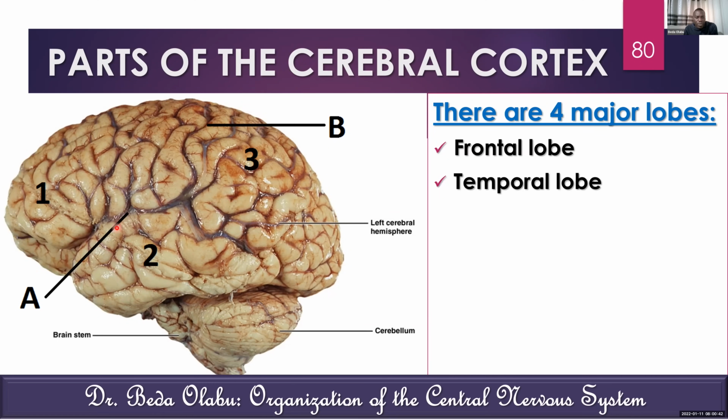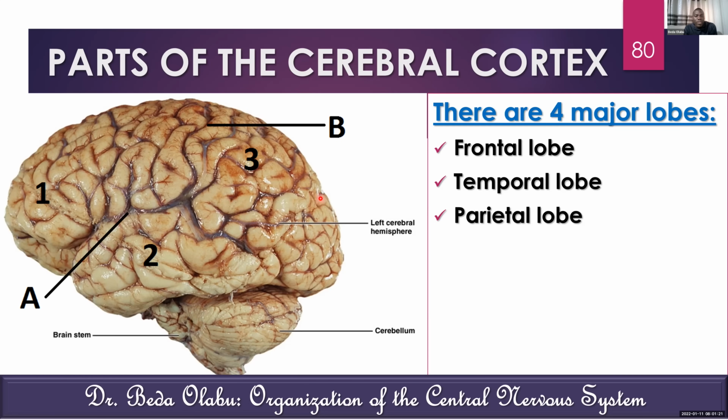Then we have the temporal lobe. The temporal lobe is the one labeled 2. This is the lobe inferior to the lateral sulcus. That is the temporal lobe. The one labeled 3 is the parietal lobe. So the parietal lobe extends from the central sulcus anteriorly, going posteriorly to an imaginary line that will join the preoccipital notch to the parieto-occipital notch. That will be the posterior extent.